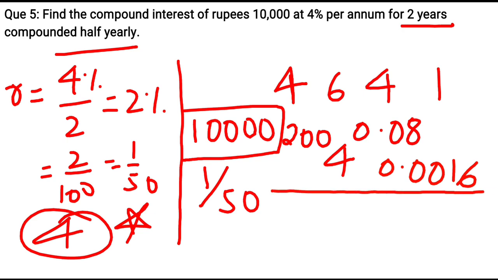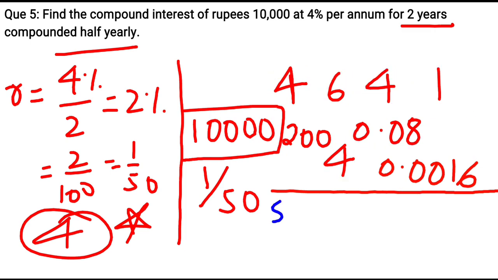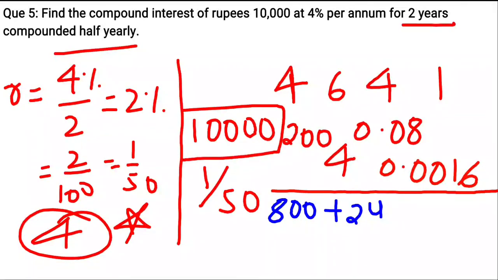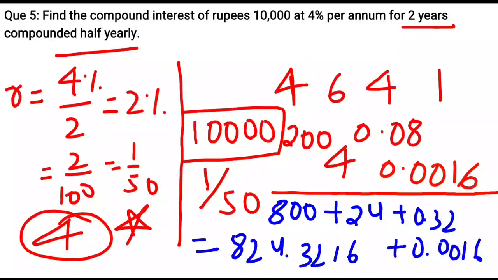You remember the technique? We multiply. Now multiply these, then these, then these, and then these. So it is 800 plus 800 plus 6 4s are 24, plus if we multiply this 0.32, and finally if we multiply this 0.0016, and if we add all, we get 824.3216, and this is our answer.